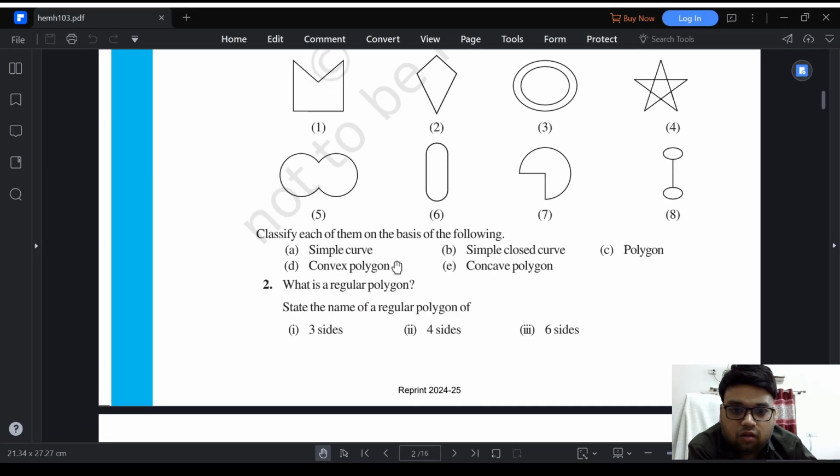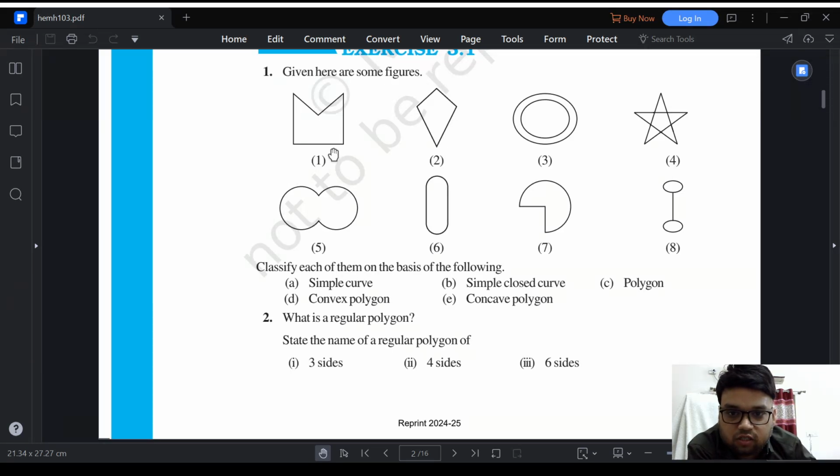Now classify: which one is the simple curve? This is the simple curve, this is the simple curve. You have five options. I am giving just two examples, convex and concave, but you have five options. This one is the example of concave. Second one is the example of convex. Third one is the example of simple closed curve.